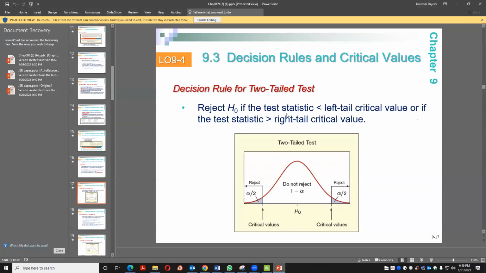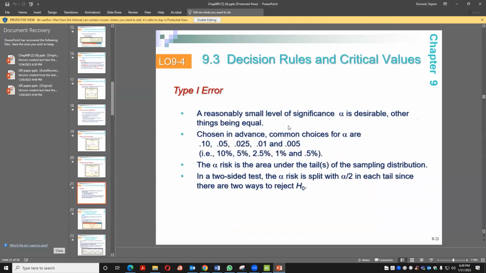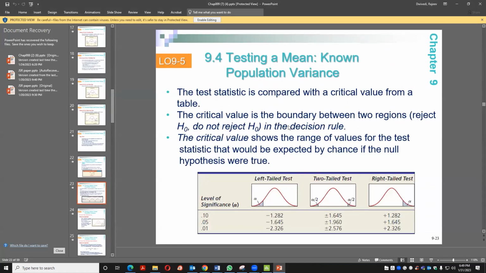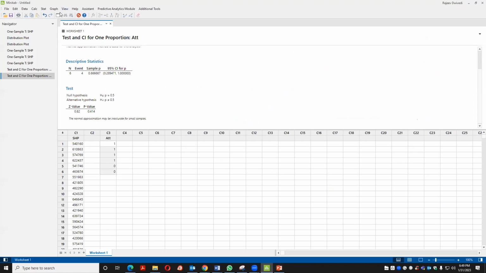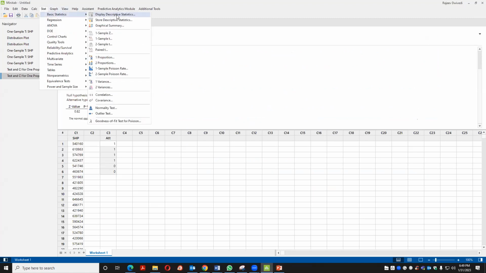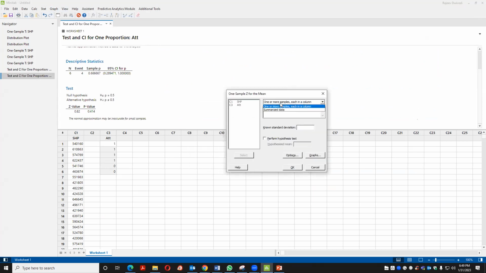Now, again, the same decision rule, critical rule, all this. Type 1 error I already spoke about. Testing a mean with known population variance. This is another important concept that you remember from the past section. When you know the population standard deviation, always use the one sample z test, because here, if you see the summarized data: sample mean, sample size, population standard deviation. When the population standard deviation is given, read carefully and do it.